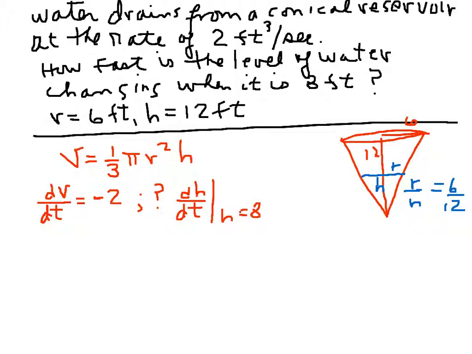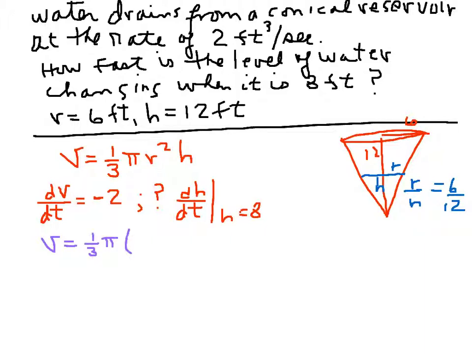All right, so there is our given information. So now we'll talk about how we go ahead and solve this. Let's pick a new color. So here's what we know. We know that V is equal to 1/3 pi r squared h, and we know that r over h is 6/12. Essentially, we'd like to get rid of r and just get an expression for V in terms of h, and that's not hard. V is equal to 1/3 pi.